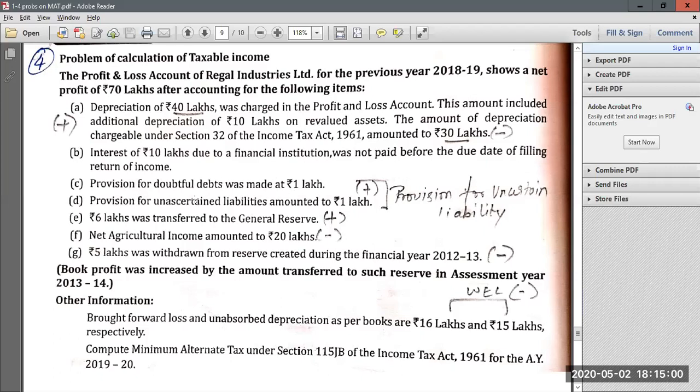Then again, provision for doubtful debts was made at 1 lakh rupees. This provision for doubtful debts will come under provision for uncertain liabilities, right? So this again has to be added back to net profit. Then again, provision for uncertain liabilities amounted to 1 lakh. So this 1 lakh and that 1 lakh both should be added together, and provision for uncertain liabilities will be 2 lakh together, and the 2 lakh should be added back to net profit. Then again 6 lakh was transferred to general reserve. Whenever you transfer an amount to general reserve or any other reserve, that transfer should be added back. Withdrawal means you should deduct.